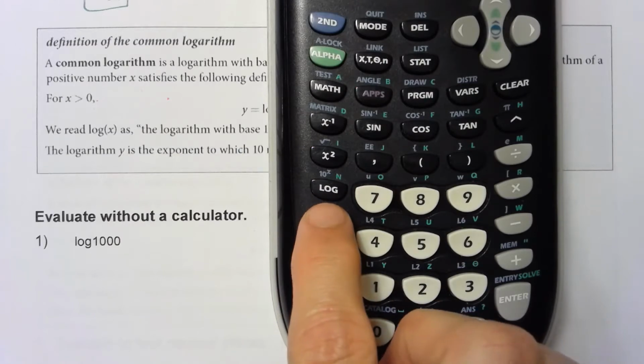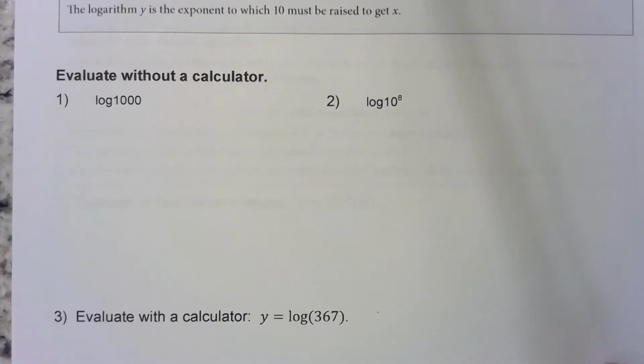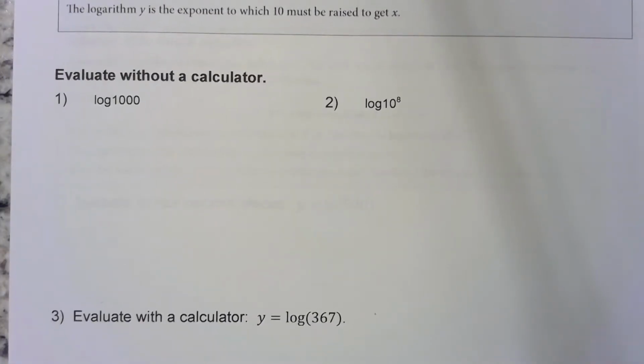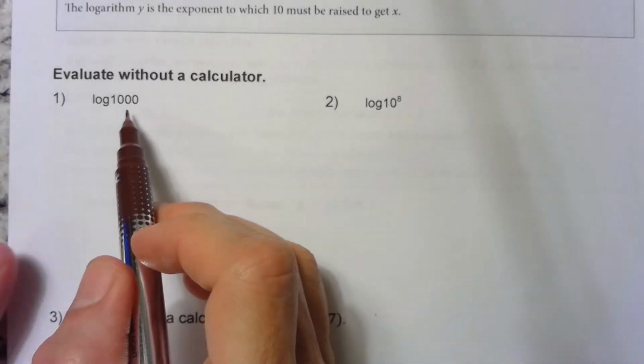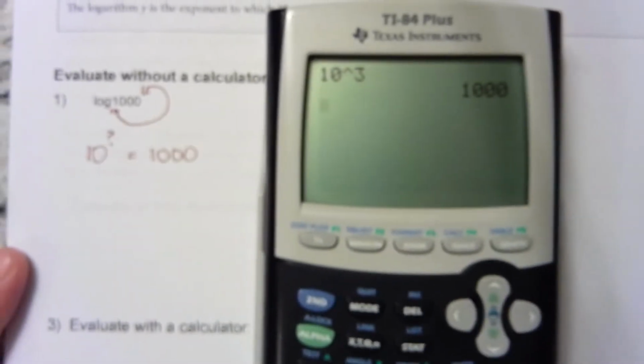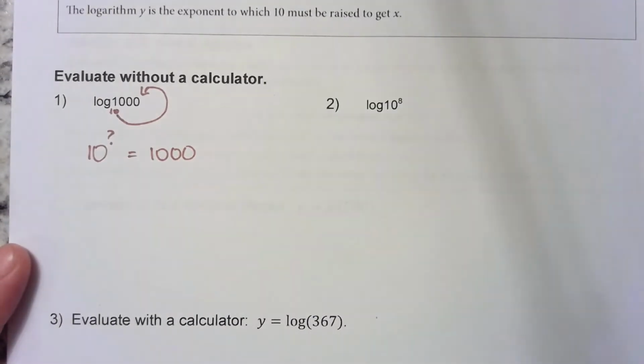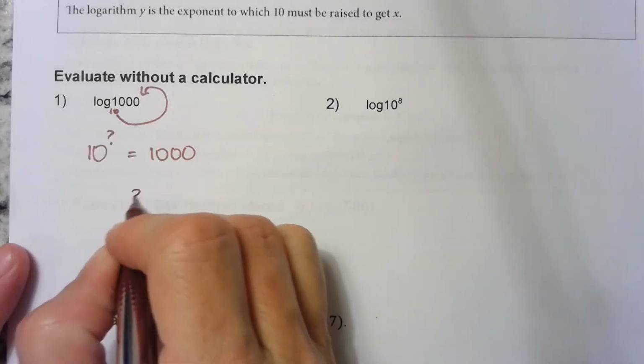Okay, so let's look at this next example. Evaluate without a calculator. It says to find the log of 1,000. Well, the base of this is 10. So if you want to write the little 10 in there, you can. That means 10 to the what equals 1,000. Well, what do you raise 10 to get 1,000? You raise it to the third power. So 10 to the third is 1,000. So log of 1,000 is just 3.